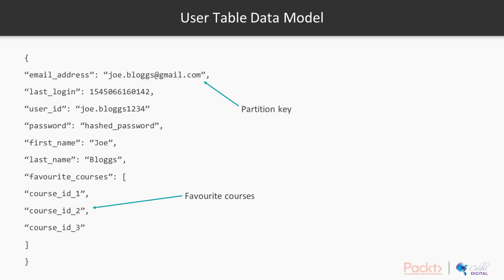So, data model. We've already looked at this data model in the previous section. The partition key is going to be email address. Our sort key is going to be last login. We did this when we created a DynamoDB table from the console as well. And then our favorite courses will just be stored in an array of course IDs.